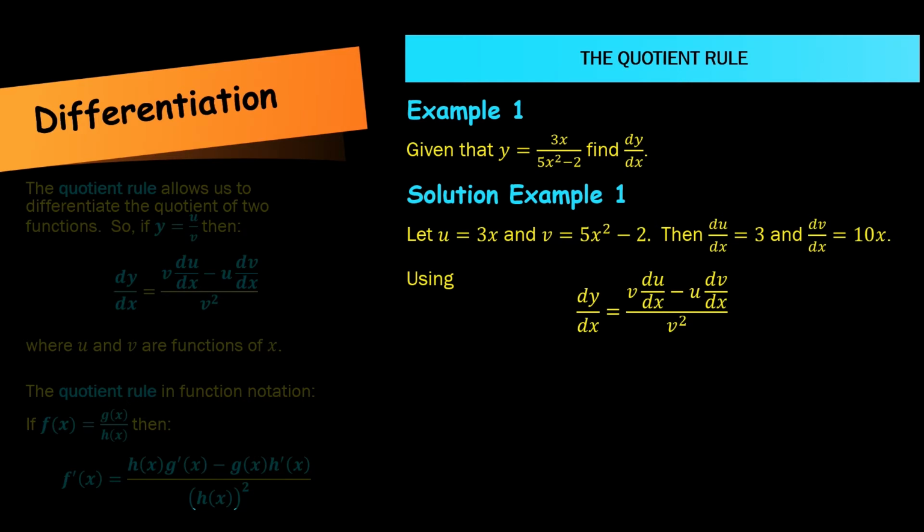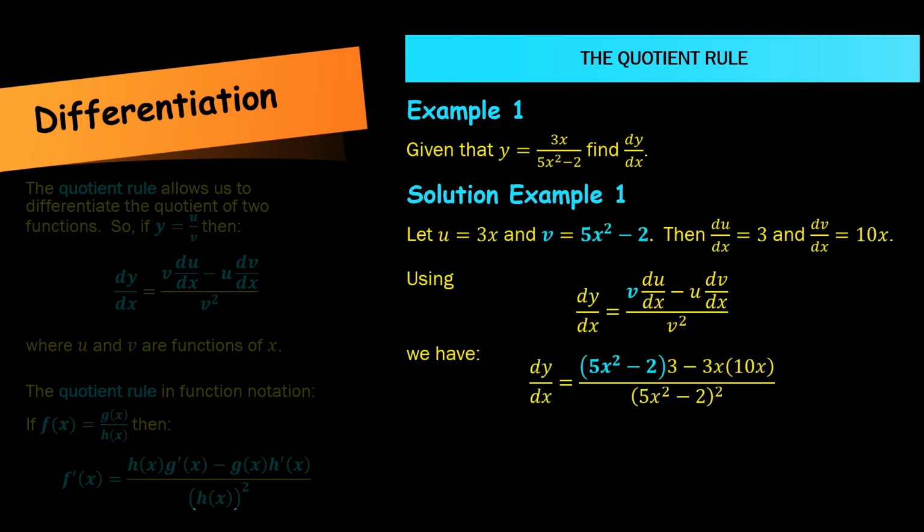We will now plug in these expressions into the quotient rule. So we have dy dx equals v, which is 5x squared minus 2, times du dx, which is 3, minus u, which is 3x, times dv dx, which is 10x, all over v squared, which is 5x squared minus 2 all squared.